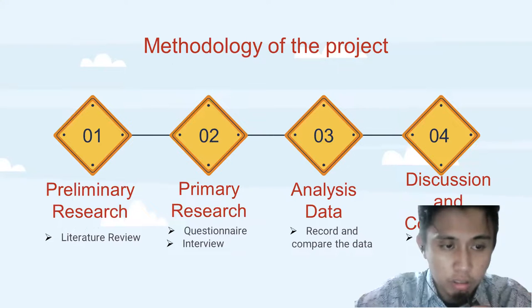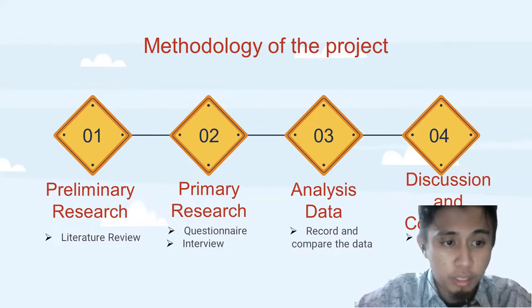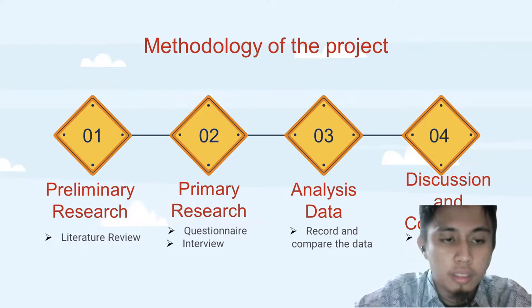So we move to the methodology. So in order to achieve the objective of this project, there are several steps that need to be done. First is the preliminary research. So the information about the IBS construction method and the construction quality assessment will be explored and written in the literature review. So we move to the next step, which is the primary research.